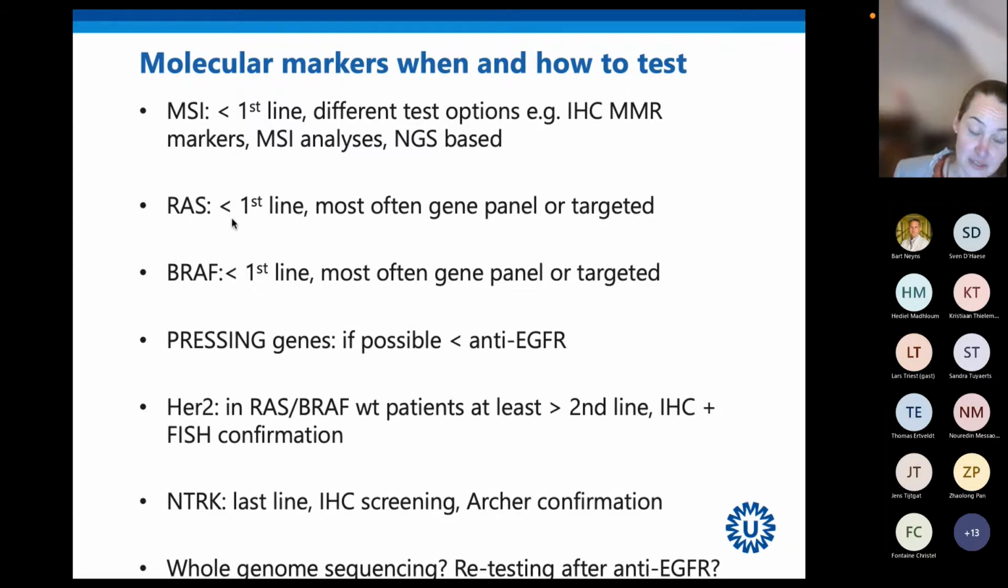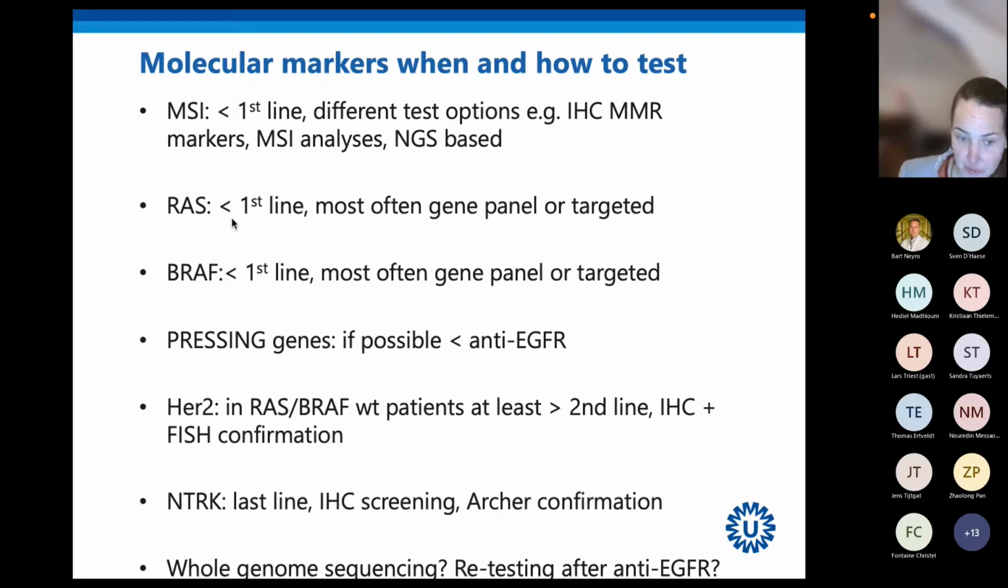For us, it's standard to determine it in RAS-BRAF wild-type patients after second line, because these patients can enter the DRUP program in the Netherlands, so we have a treatment option for these patients. We standardly do immunohistochemistry, like in breast cancer, and if it's 2+ or higher, then we do a FISH confirmation. NTRK we do test in last line, but it's very hard to find.